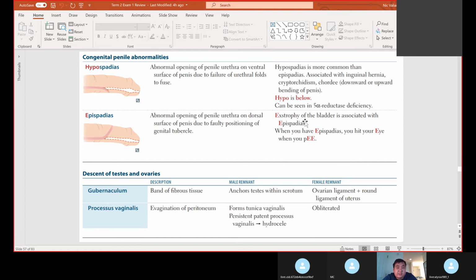You can also see exstrophy of the bladder, meaning the bladder is outside the abdominal wall. Again, the testis needs to descend into the scrotum. So we have the gubernaculum, which anchors the testes within the scrotum, and the processus vaginalis. If you have a persistent patent processus vaginalis, think about hydrocele.